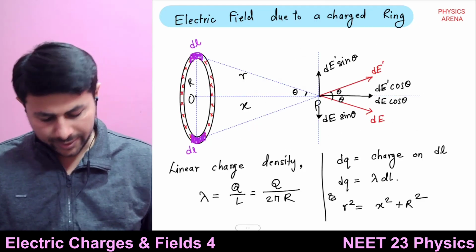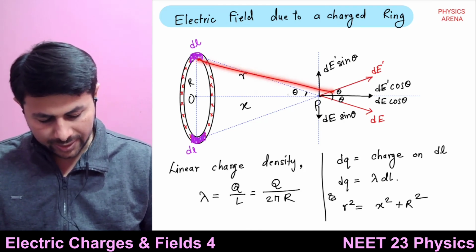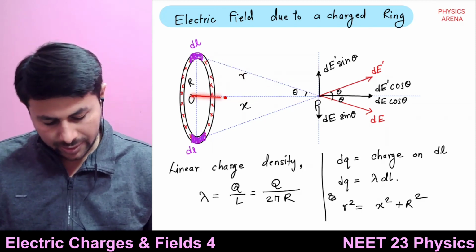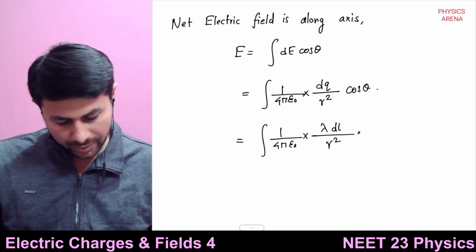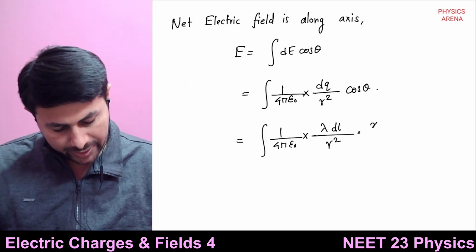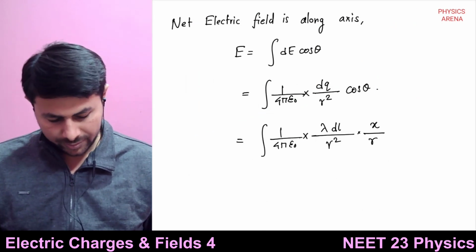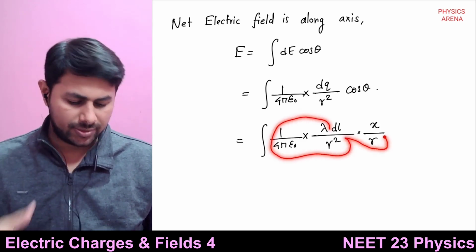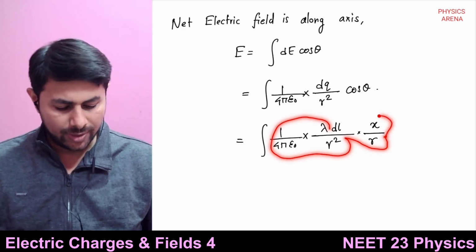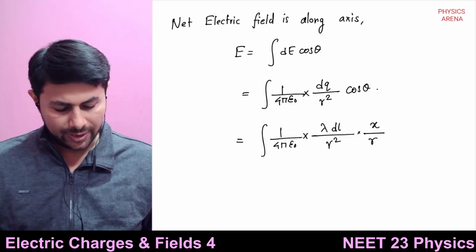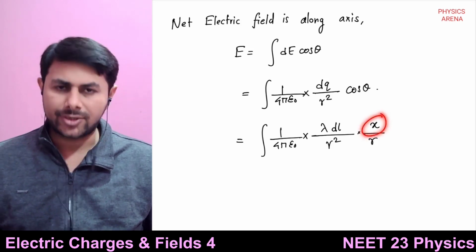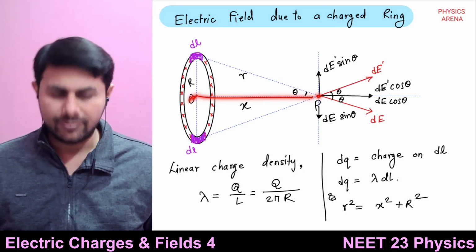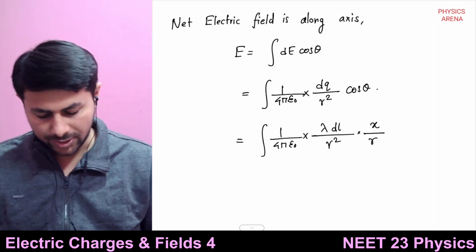Now, what is cos theta? We want cos theta, right? So what is cos theta in this triangle? It is the adjacent side divided by the hypotenuse, x divided by r. Okay, so it is x divided by r. We can now take lambda, 4 pi epsilon naught, r square, this r which will become r cube, and x, all outside of the integral, right? Because x is also a constant. The distance of this point P from the center is fixed. So x is also constant.